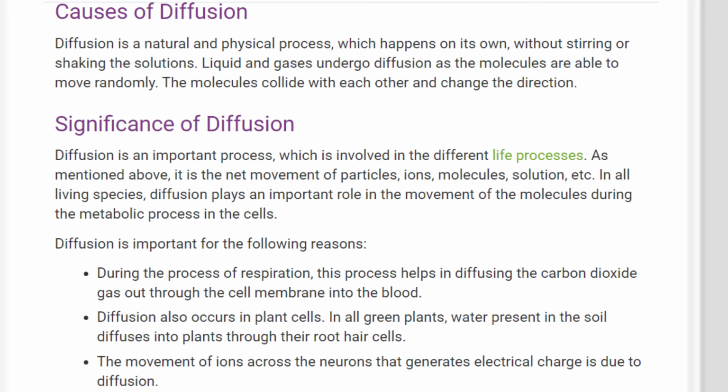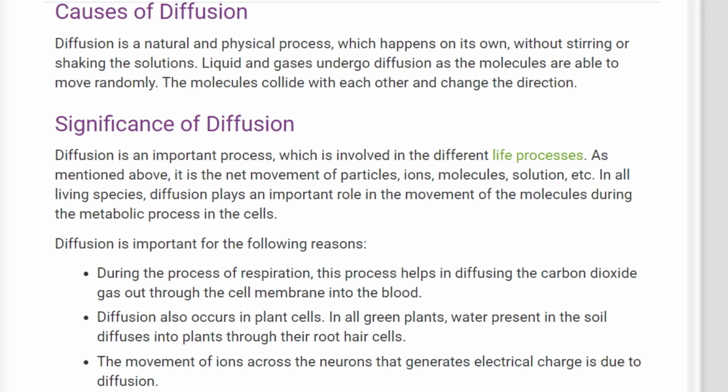Significance of diffusion. Diffusion is an important process, which is involved in the different life processes. As mentioned above, it is the net movement of particles, ions, molecules, solution, etc. in all living species. Diffusion plays an important role in the movement of the molecules during the metabolic process in the cells. Diffusion is important for the following reasons.